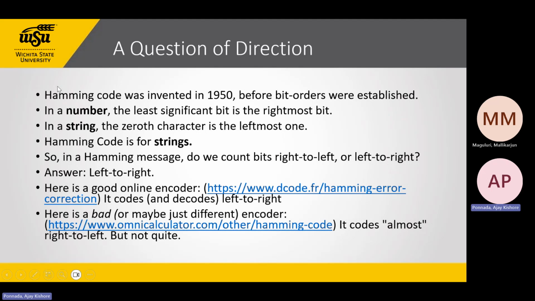Now a question of direction. Hamming code was invented in 1950, before bit orders were established. In a number, the least significant bit is the rightmost bit. In a string, the 0th character is the leftmost bit. Hamming code is for strings, so we are just calculating it from left to right. This is the correct way.